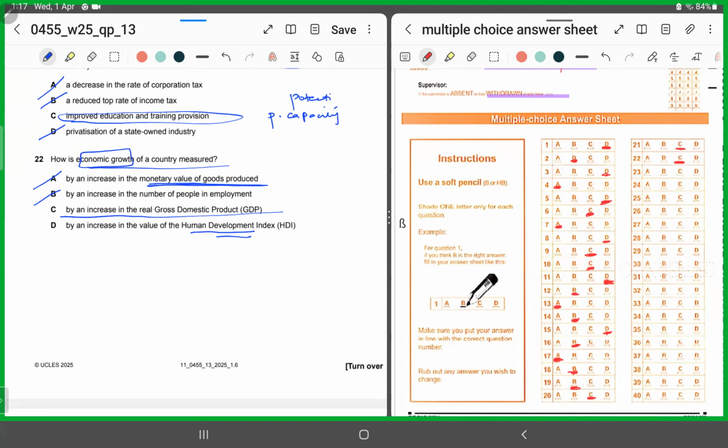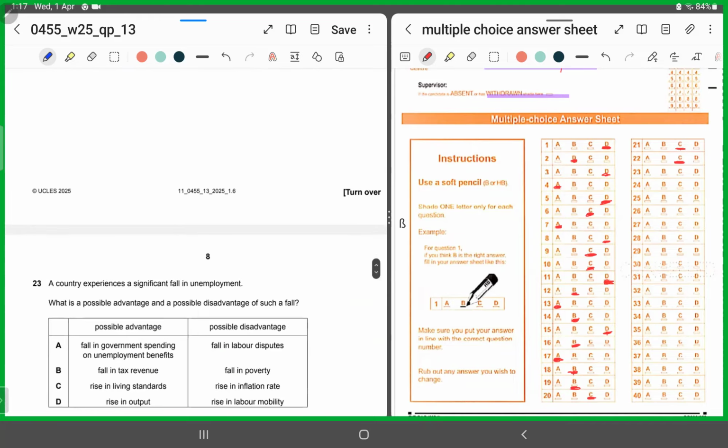Economic growth is when there is an increase in what? In the productive capacity, right? When there's an increase in the country's output of goods and services. So for 22, we'll shade in C as the correct answer. Moving forward, MCQ number 23.